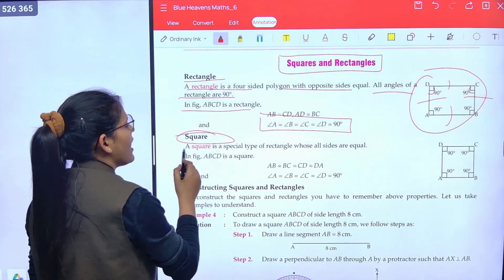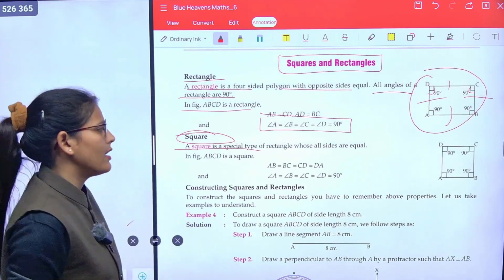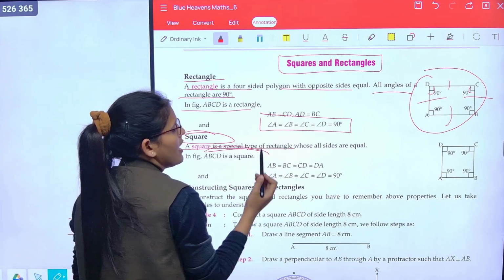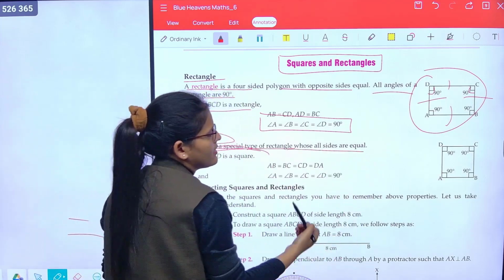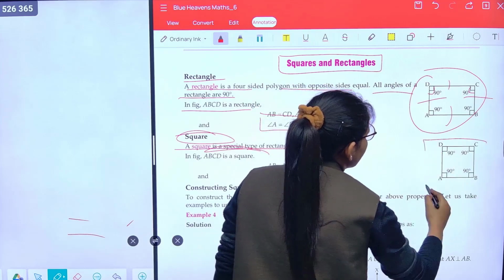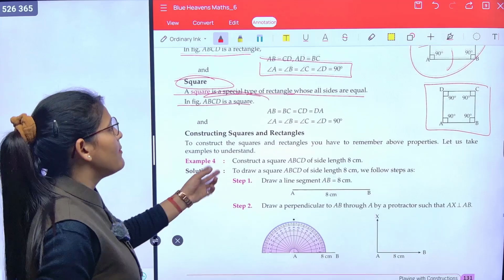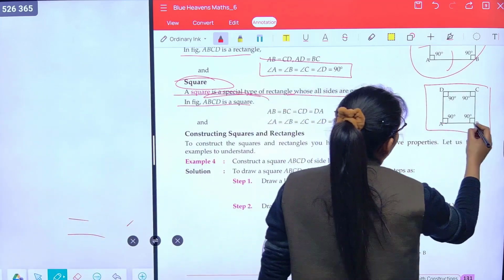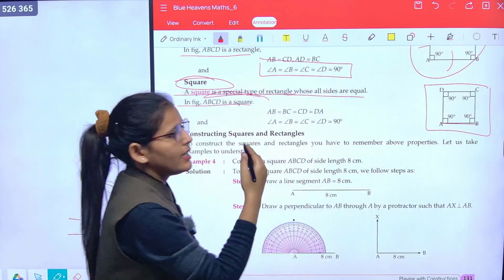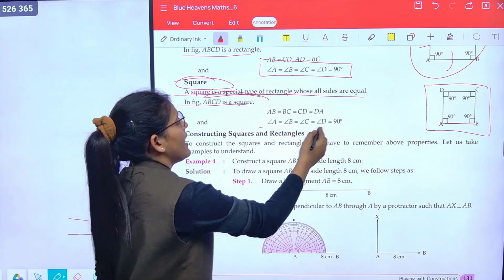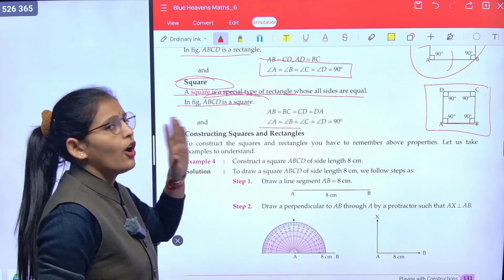Now square, a square is a special type of rectangle, क्लास ये हमारा स्पेशल टाइप ऑफ रेक्टेंगल होता है whose all sides are equal. स्क्वायर की सारी साइड्स क्या होती हैं? इक्वल होती हैं. Again in figure ABCD is a square. AB is equal to BC is equal to CD is equal to DA. Now class, इसमें भी सारे एंगल्स क्या होते हैं? इक्वल होते हैं और वो क्या होते हैं?